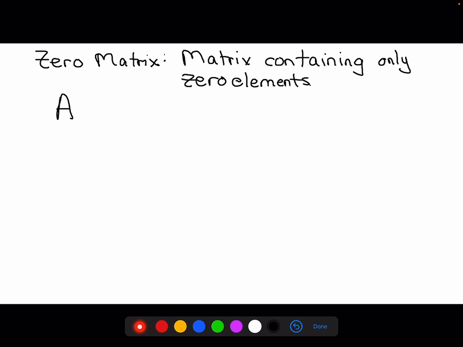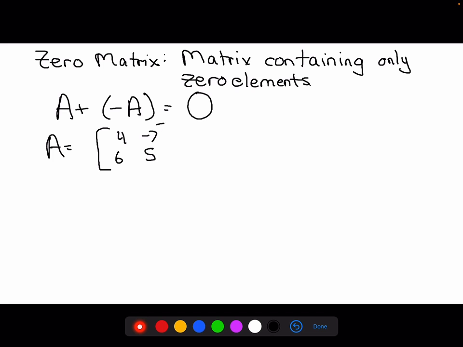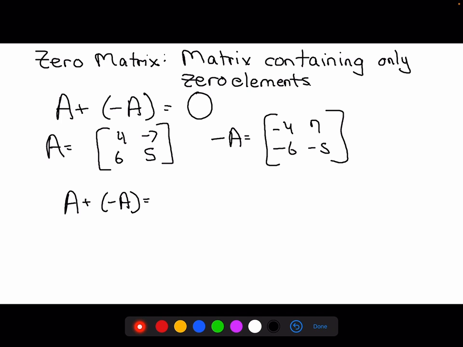If you take matrix A and add that with the negation of matrix A, you will get the zero matrix. For example, let's say matrix A has 4, -7, 6, 5. Then the negation of A will be -4, +7, -6, -5. And if you go ahead and add those up, you're going to get 0, 0, 0, 0.